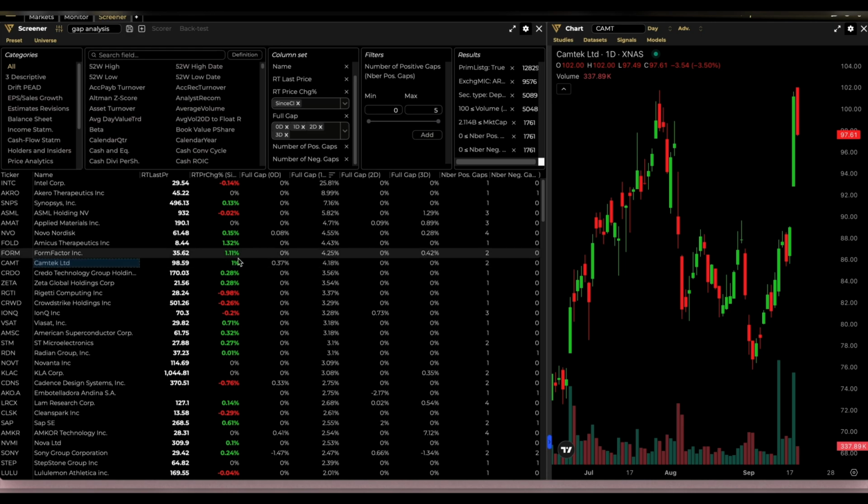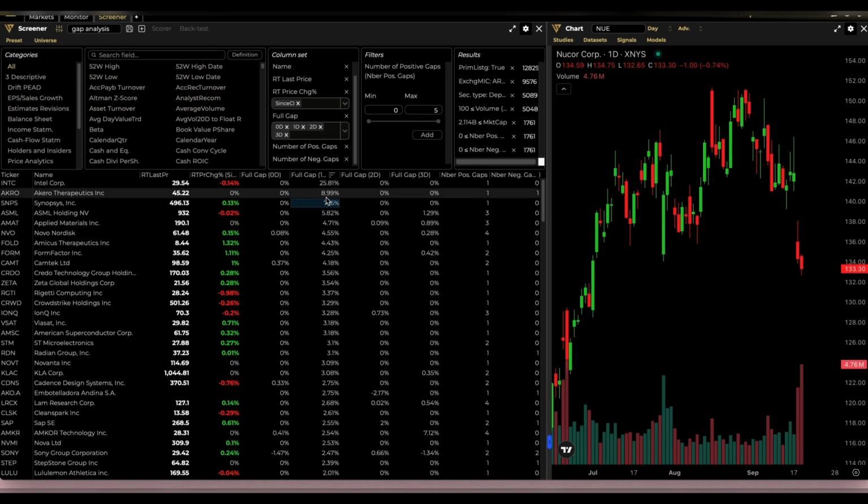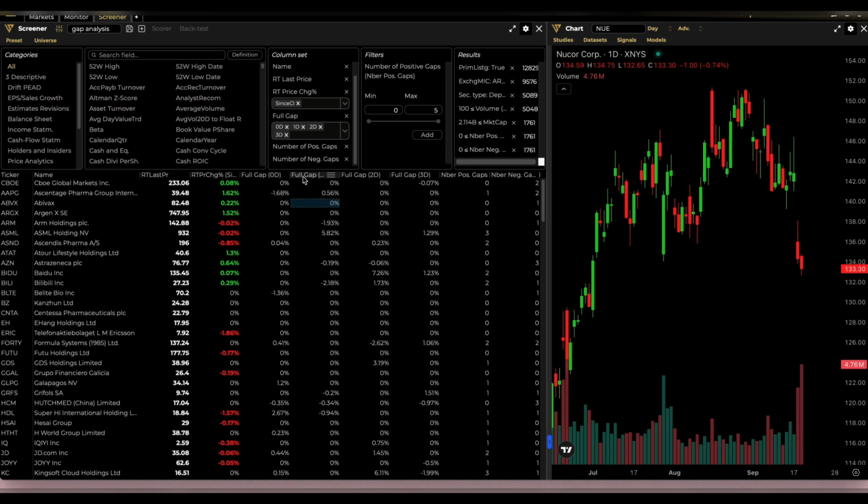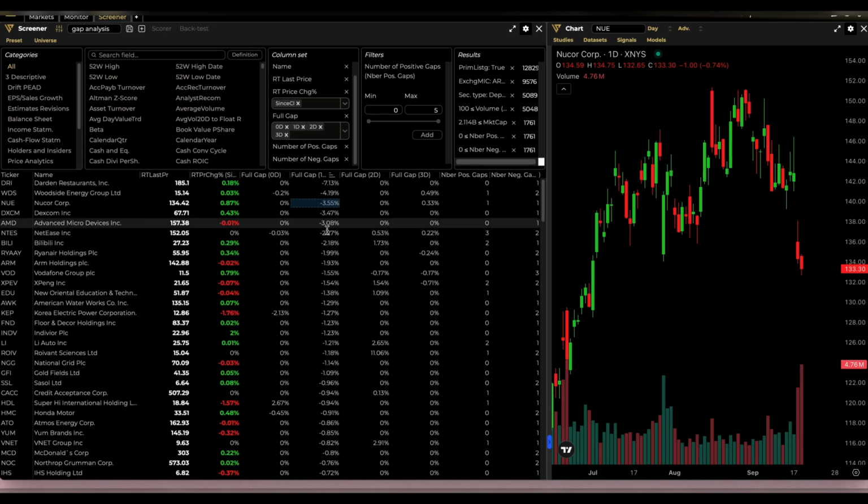For example, Kam Teck Limited: full gap 0-day plus 0.37%, full gap 1-day plus 4.18%, number of positive gaps, 2. So, multiple positive gaps equal strong support. Multiple negative gaps equal strong resistance or weakness.